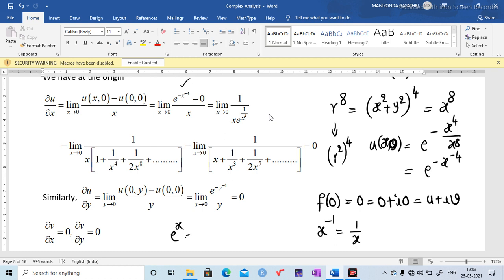So the e power x expansion is 1 plus x by 1 factorial plus x square by 2 factorial plus and so on. Here x is 1 by x power 4. So here you are going to get 1 by x power 4. 2 factorial is nothing but 2 only. x square means the square of this one, so 1 by x power 8 plus and so on. Multiply with x, then you are going to get this term.